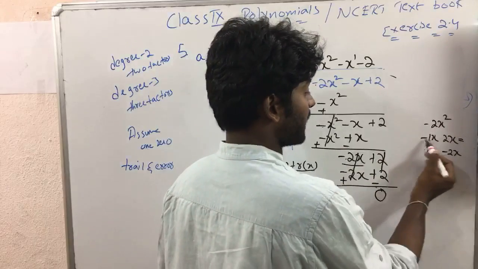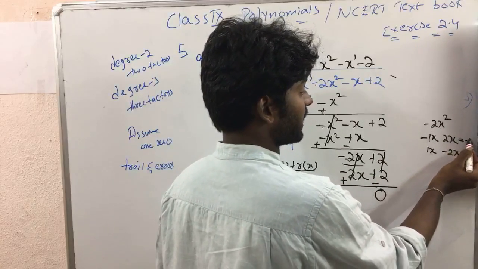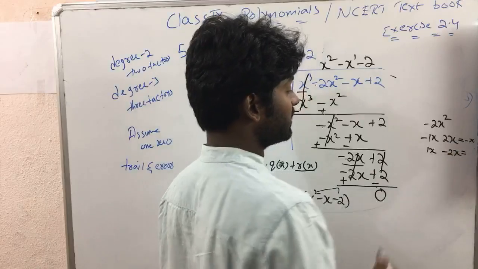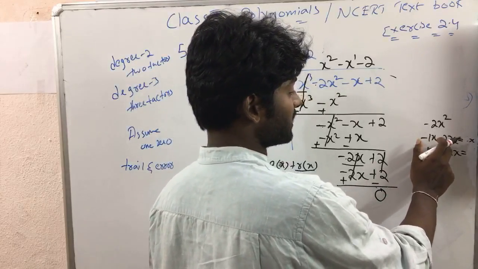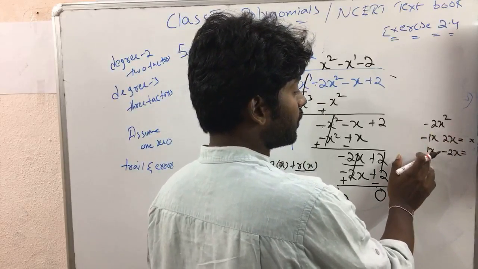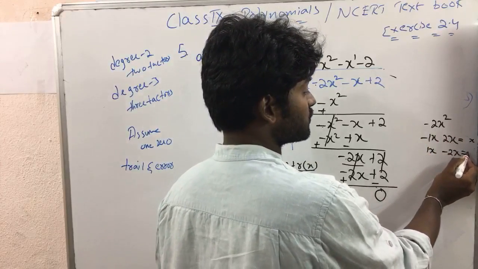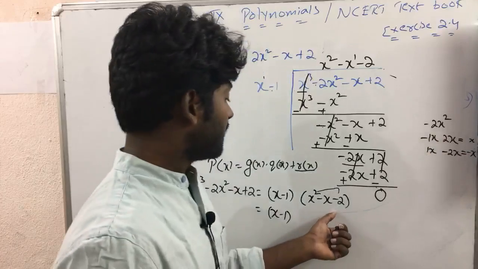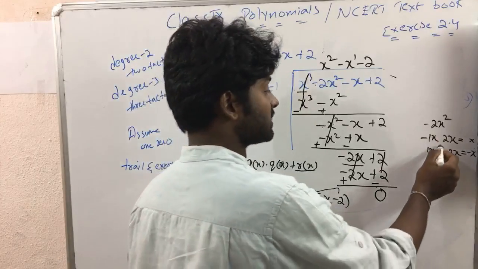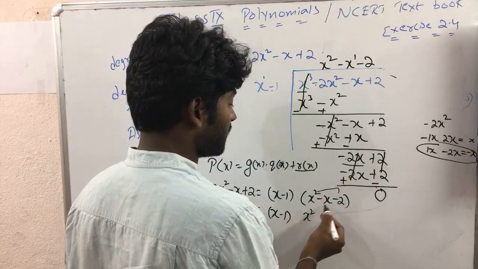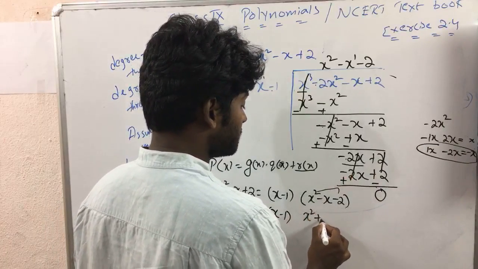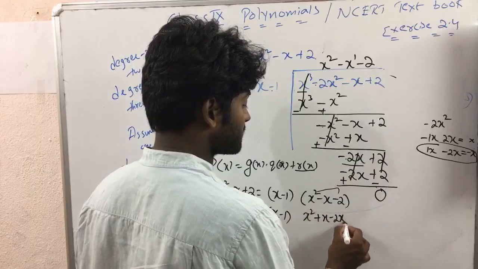Add them. Minus 1 plus 2 will give plus x, since 2 is bigger. And 1 minus 2 is minus 1, that means minus x. Observe the x term, minus x. So you have to take this set. So split this x square minus x as x square plus x minus 2x minus 2.